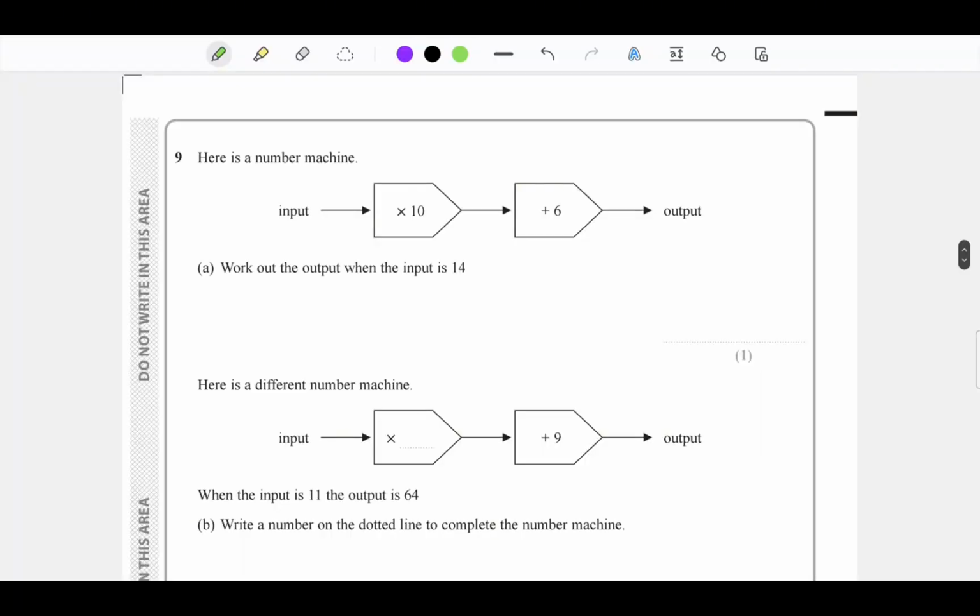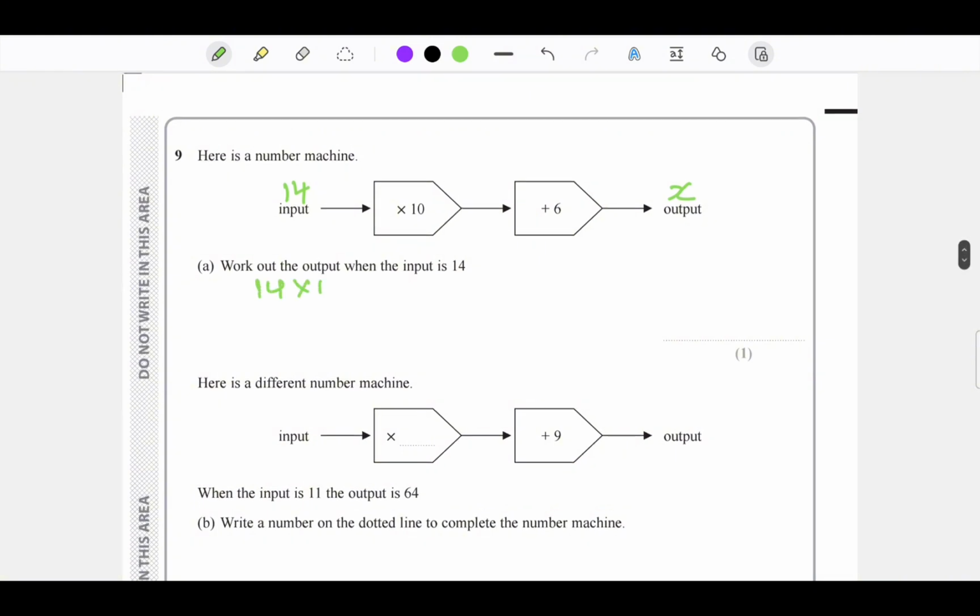Here is a number machine. So part A, work out the output when the input is 14. So input is 14, output is X. Very simple, just put it into a calculator. 14 times 10, then plus 6. Our answer is 146.